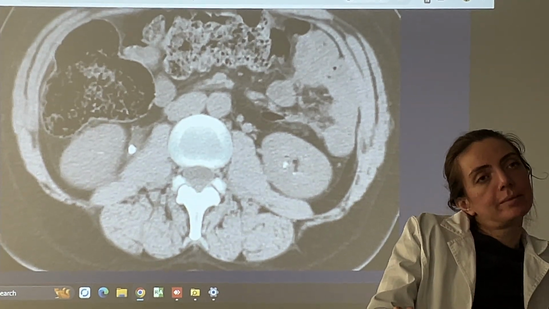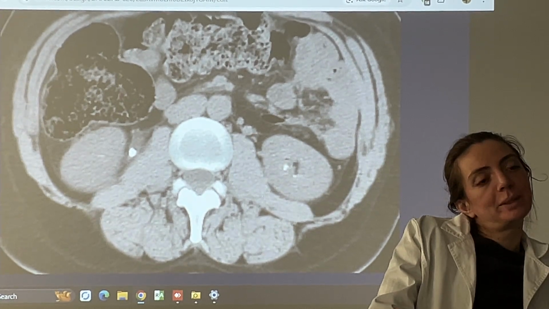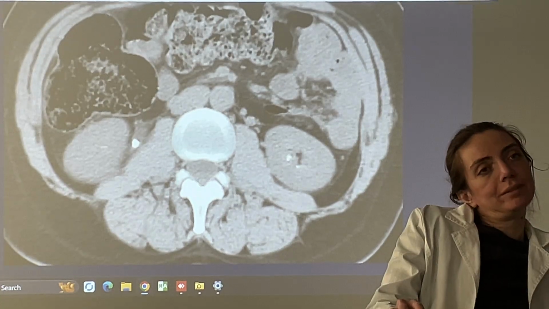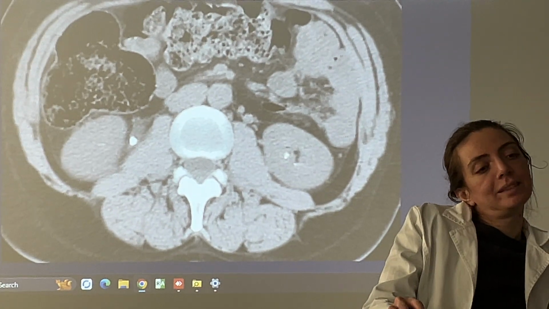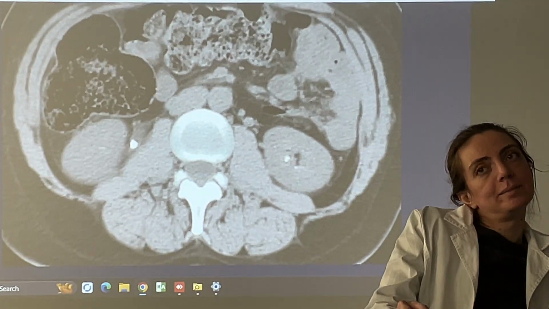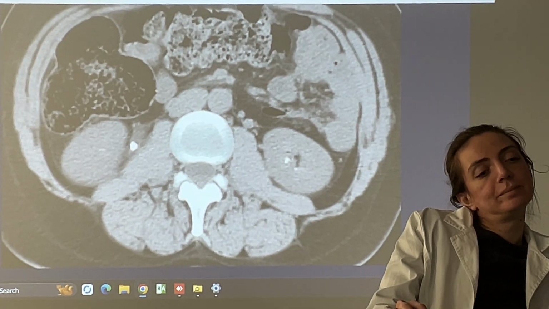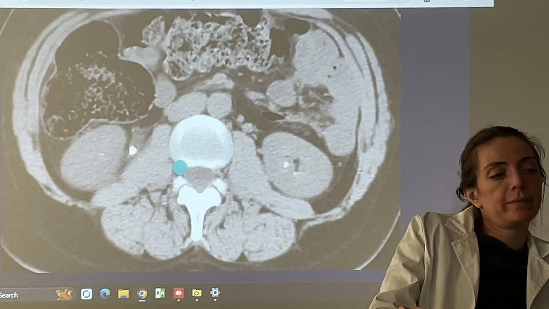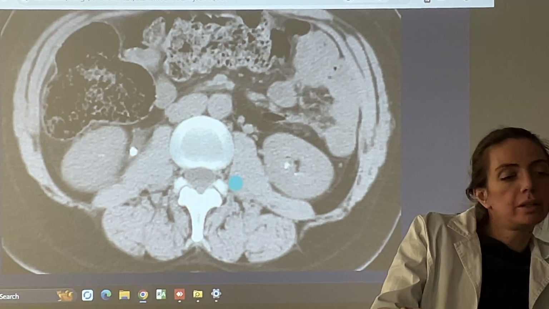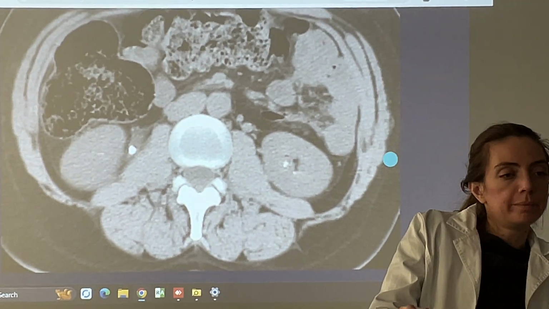What can you see? Stones. That stone, here also and here also, bilateral. Bilateral, okay. These two are the kidneys, no? This stone is in the kidney. This one is not the kidney, that is the ureter. On the right side, we have it in the proximal part of the ureter, and on the left, in the kidney.